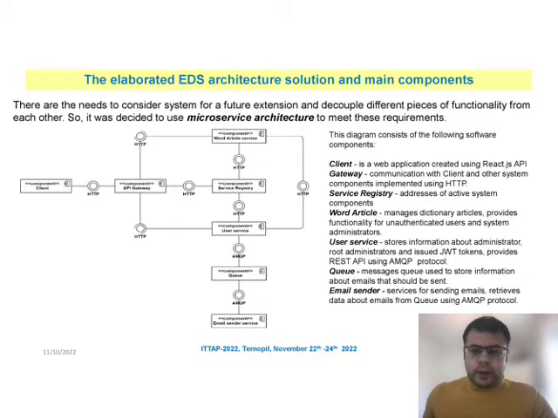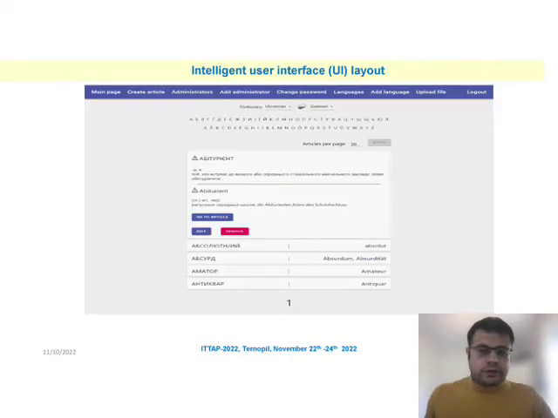As there were requirements to consider the system for future extension and to decouple different pieces of functionality from each other, it was decided to use a microservice architecture to meet these requirements. The system architecture is shown as a UML component diagram. It was decided to use a document-oriented model with MongoDB, since all operations related to an article occur with a whole article object. The target UI design is presented on this slide.